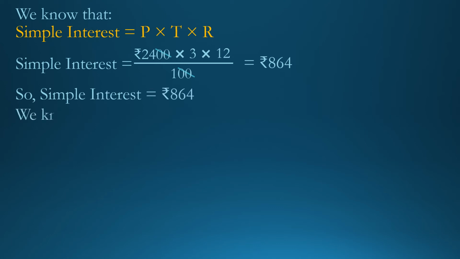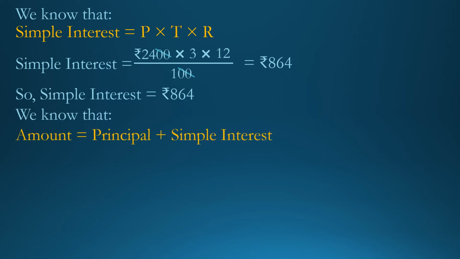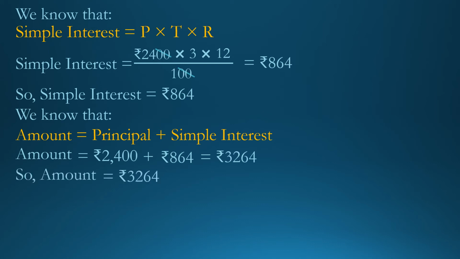Now we find the amount. We know that amount is equal to principal plus simple interest. Now put the value. Principal is equal to rupees 2,400, so write down rupees 2,400. Then write the plus symbol as it is. And simple interest is equal to rupees 864, so write down rupees 864. Now do the addition. We get rupees 3,264. So amount is equal to rupees 3,264.